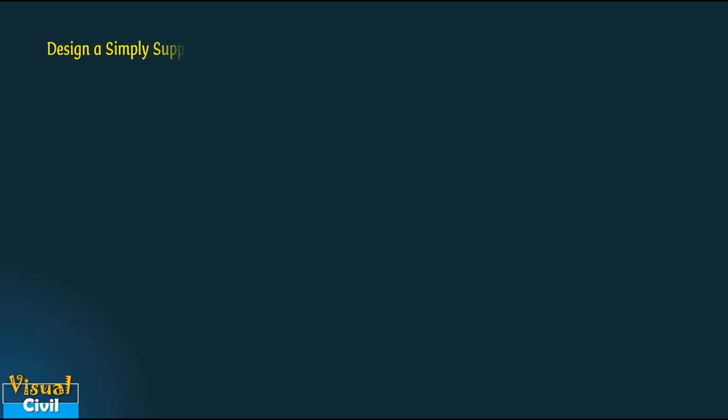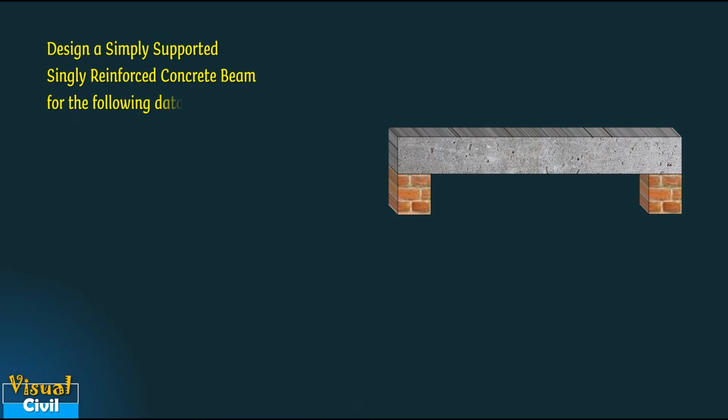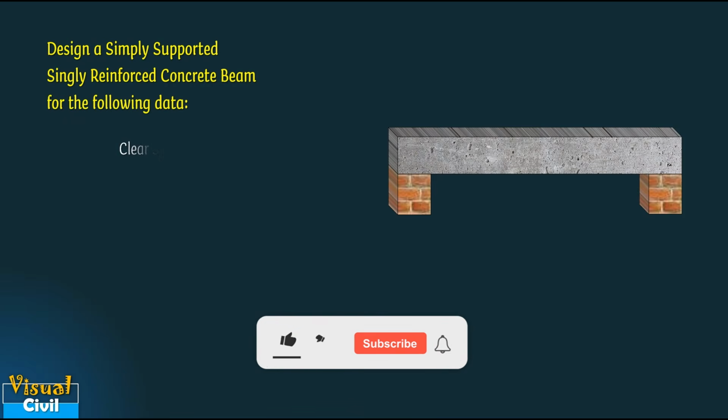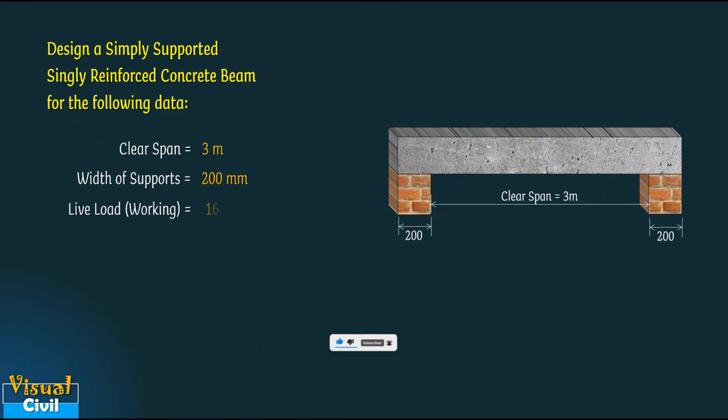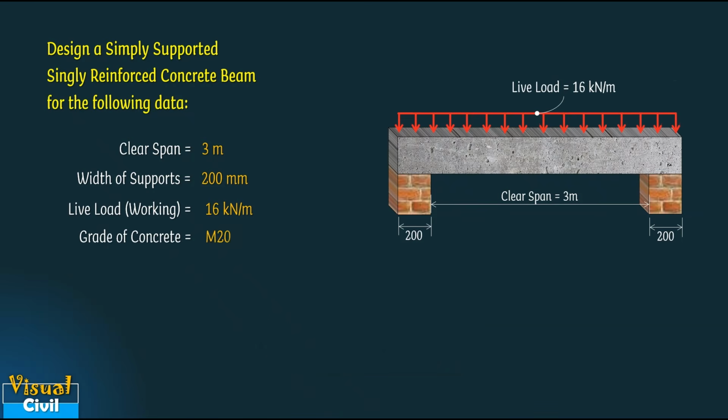In this video, we will learn the design of a simply supported singly reinforced concrete beam for the following data. Clear span is 3 meter, the width of support is 200 mm, the live load acting on the beam is 16 kN per meter, the grade of concrete is M20 and the grade of steel is Fe415 HYSD bars.